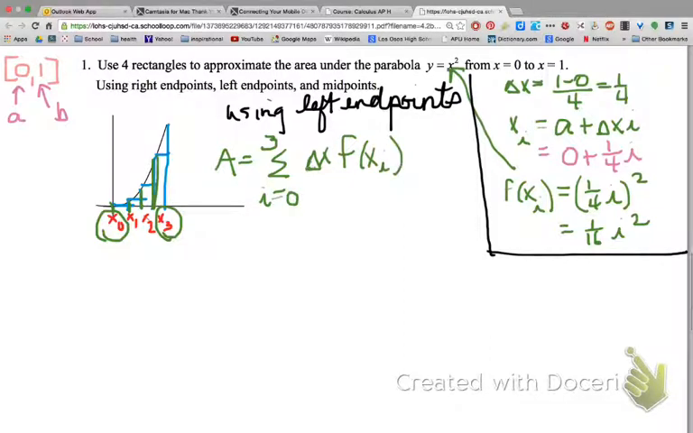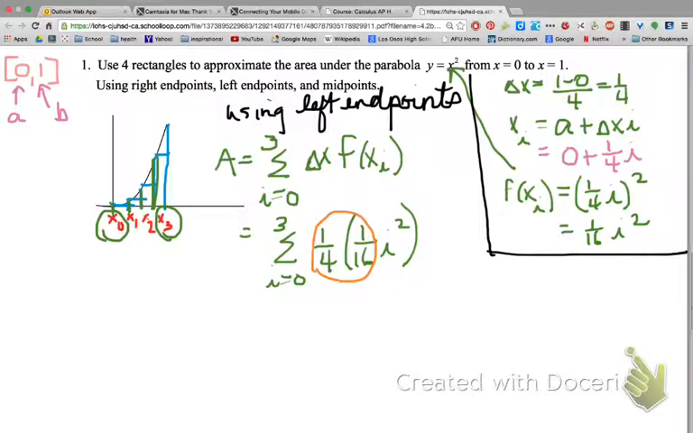But for the last problem, we already figured out what delta x is. It's over here on the right-hand side again. So delta x was a fourth, and f of x sub i was 1 over 16 i squared. And hey, I have a rule for i squared. All this stuff out in front now is really just a coefficient. So of course I can pull that to the front.